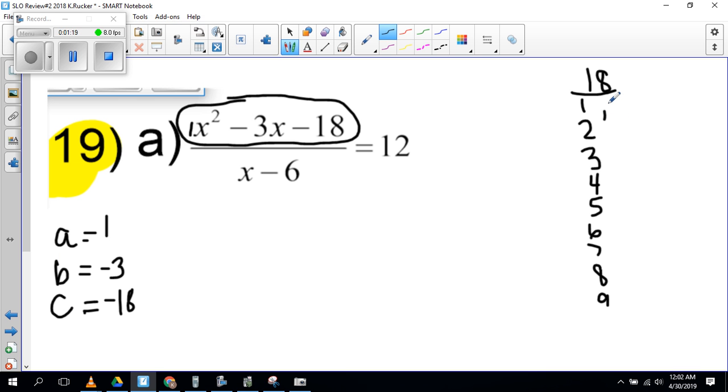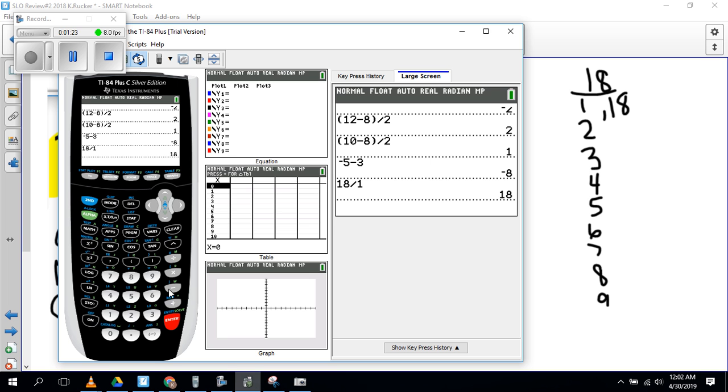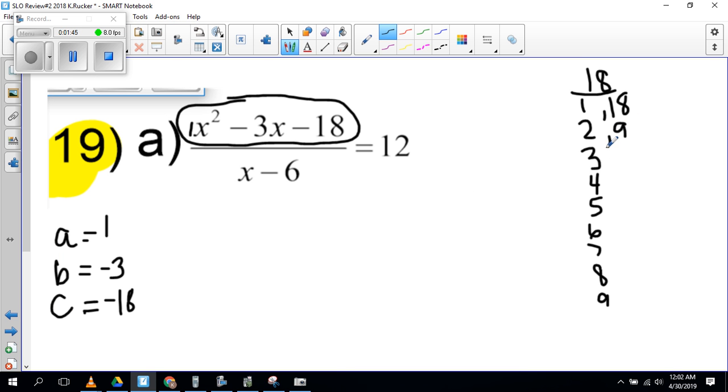Just want to show you 1 and 18. 18 divided by 2, I think I'm going to go ahead and put them all in. We get 9. 18 divided by 3, we get 6. 18 divided by 4 doesn't work, so I can go that far. 2 will give us 9. 3 and 6. 4 doesn't work because it gives us a fraction.